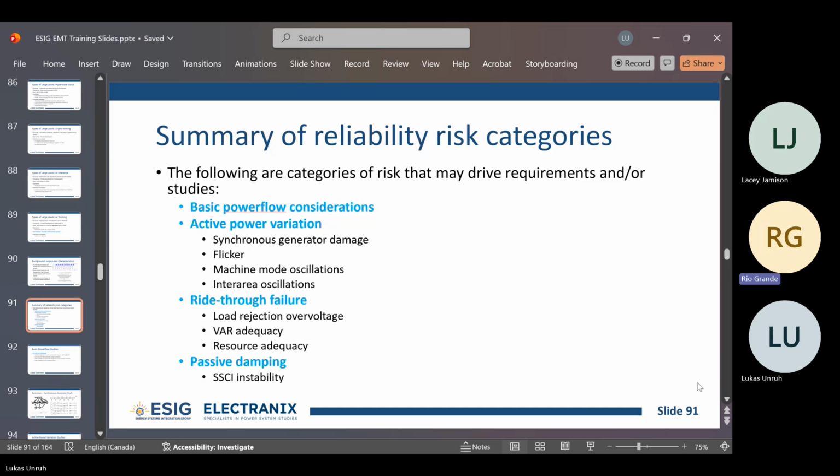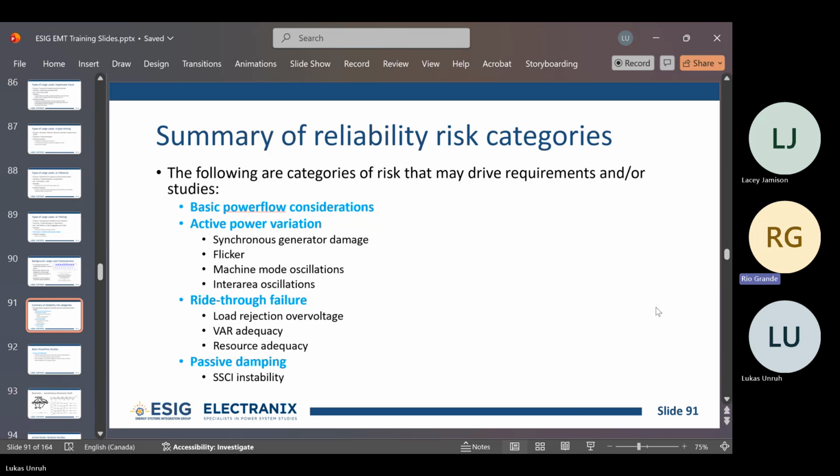So let's talk about some of the basic reliability risk categories associated with these large loads. The first one is just basic power flow considerations. Can you supply enough energy to meet this load? Or do you have enough reactive power in your system to meet this load? These are things that can be studied with a power flow program and are steady state considerations. Of course, we have to think about them a little harder because of how large these loads are. If we're talking about a gigawatt, that's a massive facility, so there might be some extra considerations there.